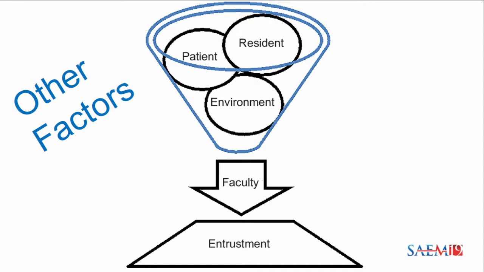Also, the faculty-resident relationship. How well do these people know each other? Have they worked together a lot before, or is it the first time that this faculty and resident have worked together? In which case, they'll be less likely to trust somebody that they've worked with for 4 hours as opposed to somebody that they've worked 25 shifts with.